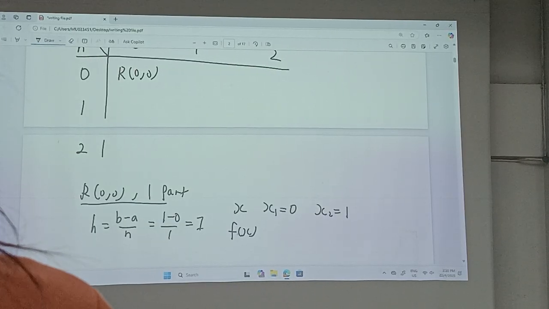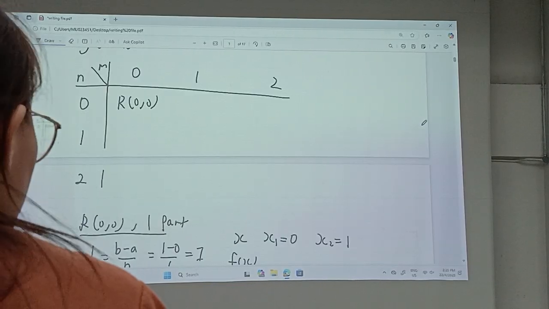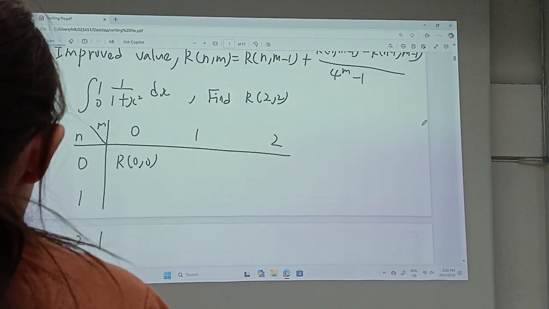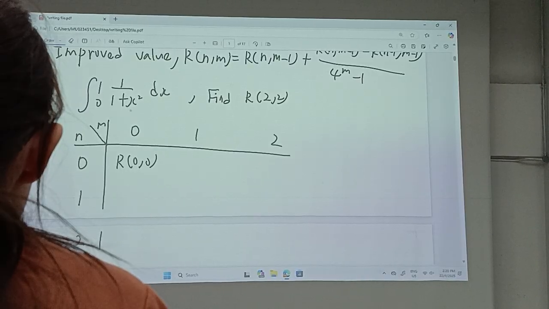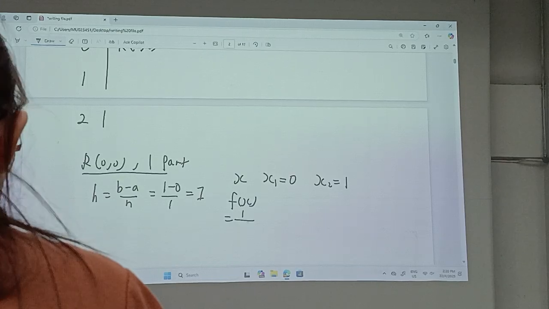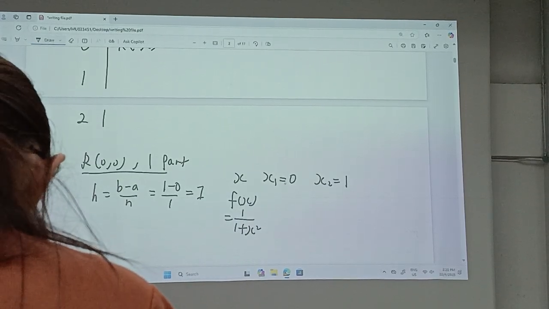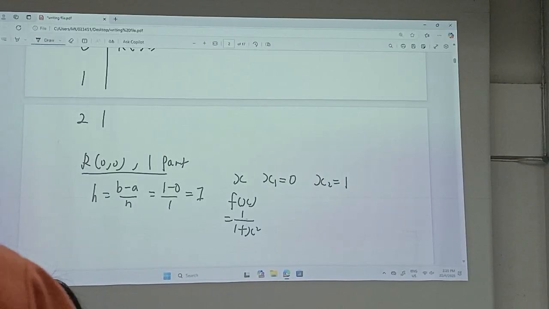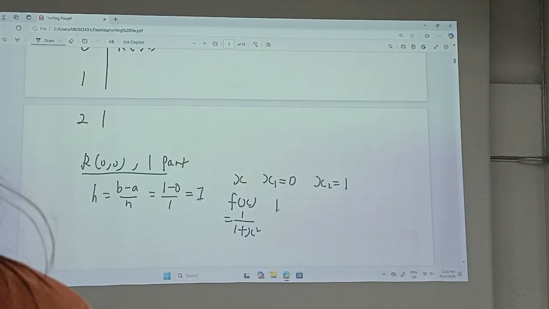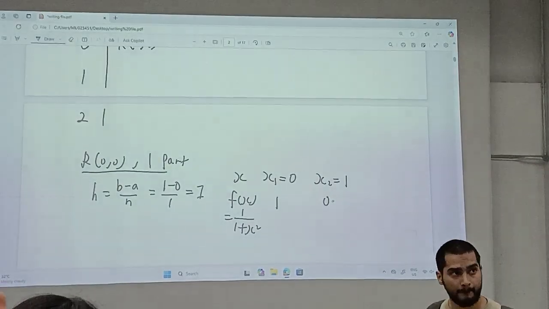Okay. So what is our function here? Our function equal to 1 over 1 plus x squared. So plug in 0, you will get 1, right? And then plug in 1, we get 0.5.